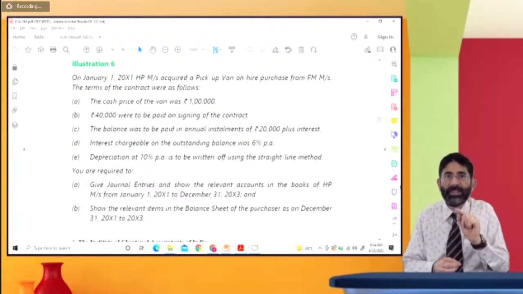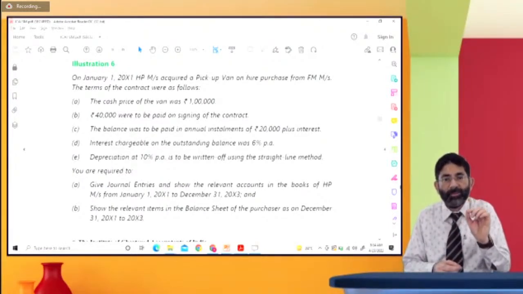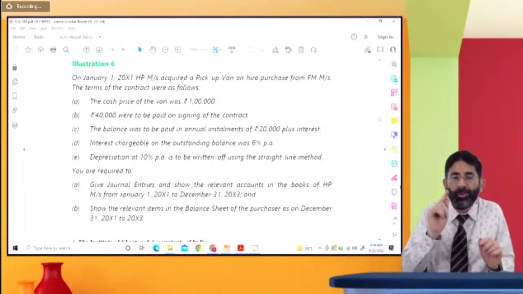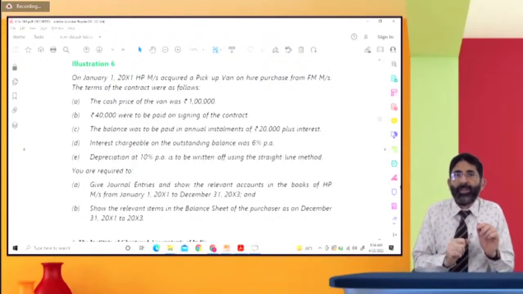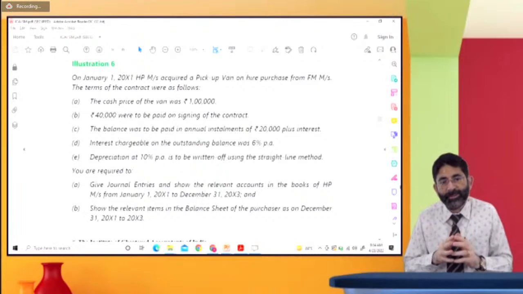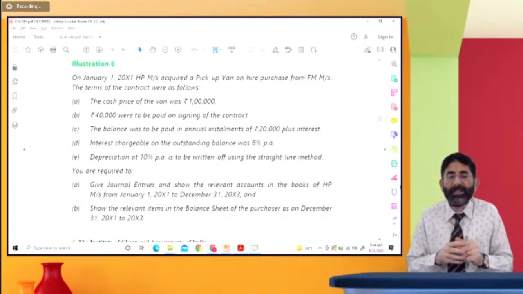So in this case, the HP price of installment is not given to us. We have been given only the cash price of installment, that is 20,000 rupees. To calculate the HP price of installment, you have to add interest beta, because HP price of installment is equal to cash price of installment plus interest. How to get the interest? It says interest will be charged at the rate of 6% per annum on the outstanding balance.